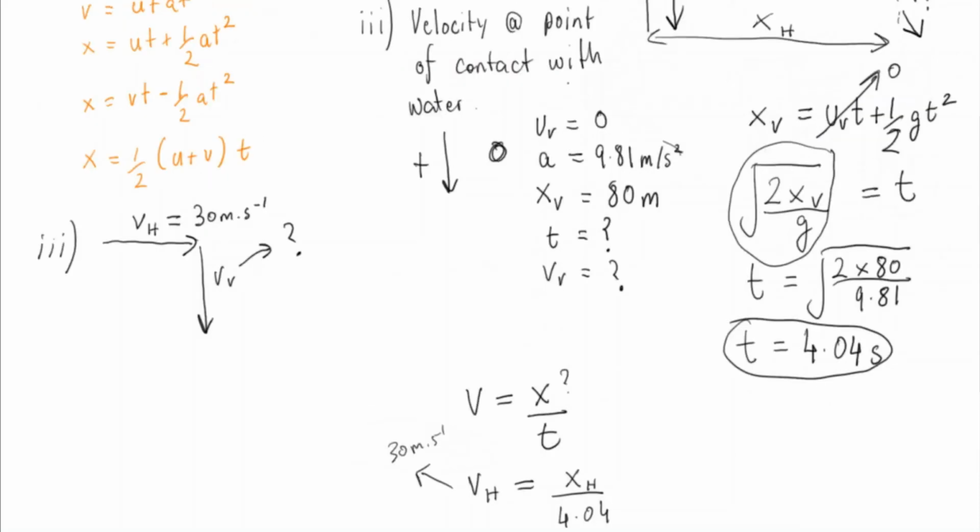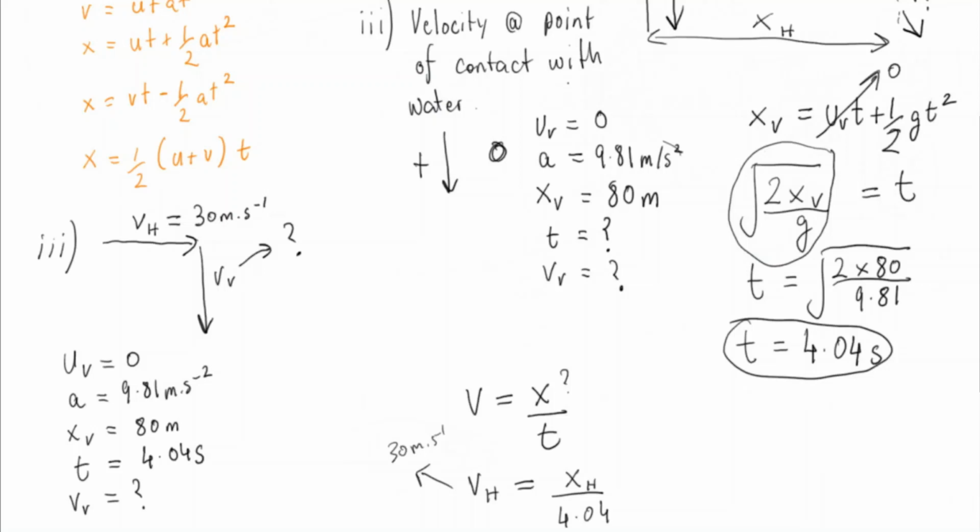And our vertical velocity component will increase over time, and that's going to be the thing we need to find out. So we can go ahead and use the same equations of motion that we did for part 1 of the question. So we know our u of v is equal to 0. We know our acceleration is equal to 9.81 meters per second squared. We know our distance is going to be 80 meters, or our displacement rather. We also know our flight time, which is 4.04 seconds.